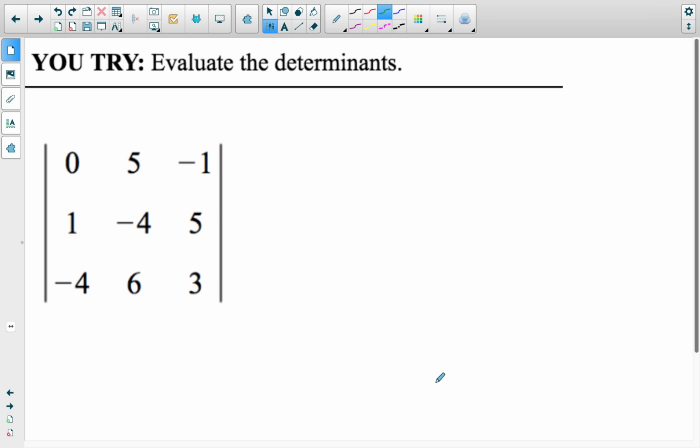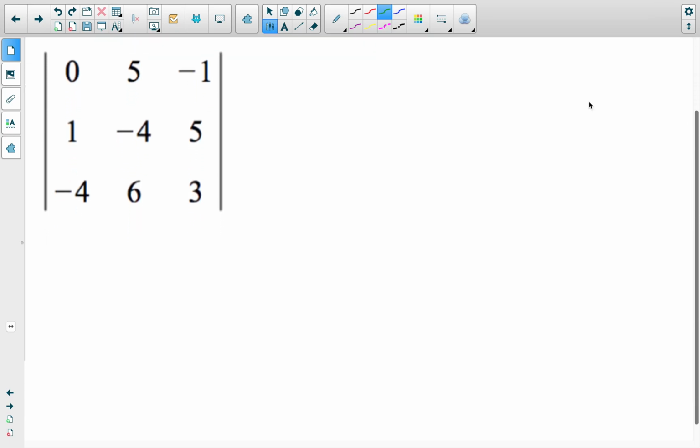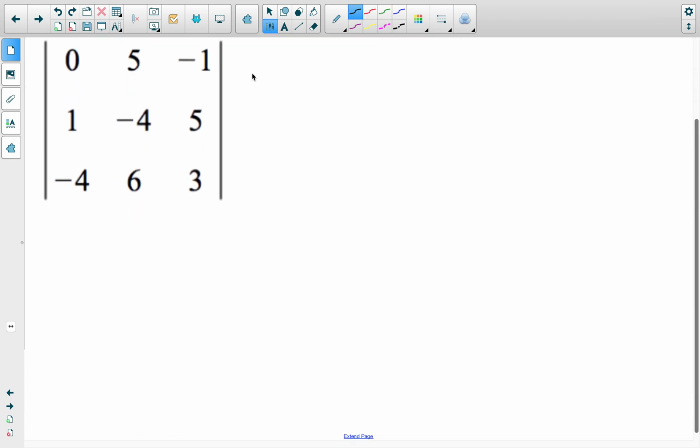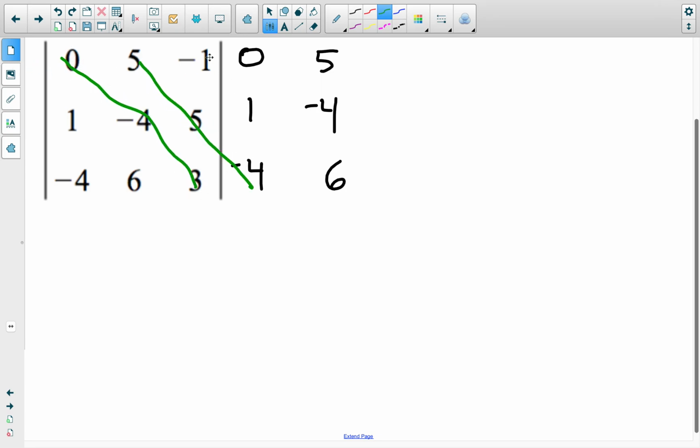Pause the video, give this one a try. It's on page 16 of your note packet. All right, I'll walk through this one with you, and then the next one, I will just give you the solution. All right, so first thing we're going to do is copy those first 2 columns again, 0, 1, negative 4, 5, negative 4, and 6. Then we're going to multiply diagonally down first. Here, here, and here, remembering that we're adding inside and subtracting in the middle.